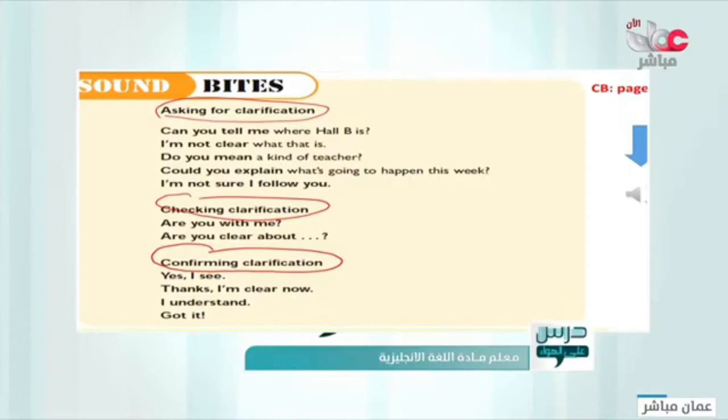Checking clarification. Are you with me? Are you clear about? Confirming clarification. Thanks. I'm clear now. Yes, I see. I understand. Got it.